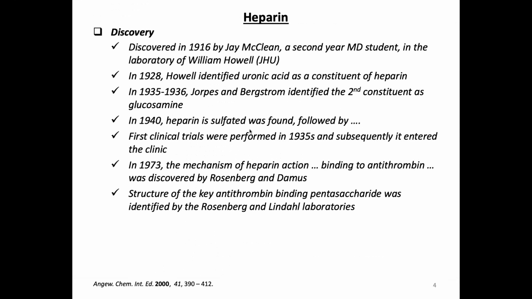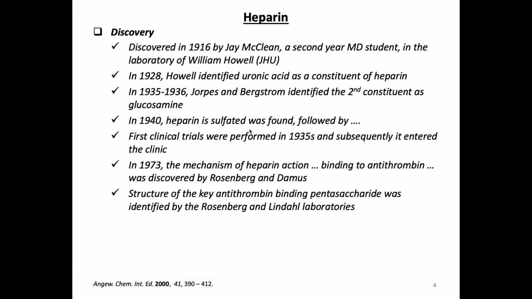Was anything known about the mechanism of how it works? No idea. Look, in 1973, close to 30 years after it was being used, the mechanism of how the molecule works was discovered at MIT. And Bob Rosenberg found that heparin binds to a protein in our body called antithrombin. And antithrombin is an anticoagulant protein. Antithrombin is a protein that we all have, without which we cannot survive, and is a molecule that basically generates the anticoagulant action.